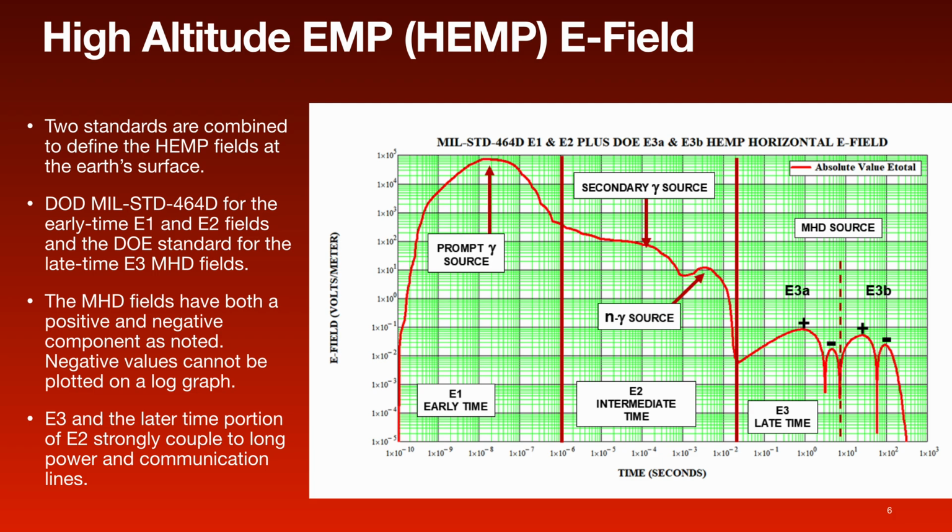The later time portions of E2 and E3 strongly coupled to long conductors, that is to say power grids and communication cables, due to their long duration. This is up to minutes for E3B. This induces significant currents on long lines. E1 contains much less propagated energy than E2 or E3. It is important for sensitive electronics, which require shielding and lower-level surge protection compared to the later time field components.